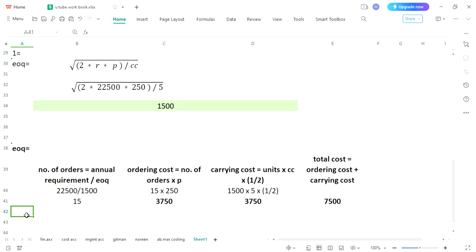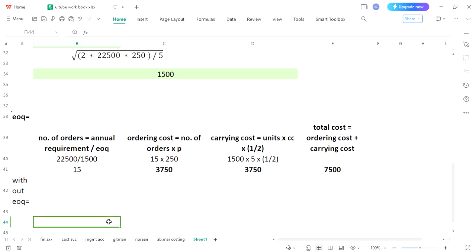Now we will see what will happen without EOQ. How would we be able to calculate our saving? We will make a comparative study of with and without economic order quantity. Again, you will be doing the same number of orders. Everything is clearly the same.